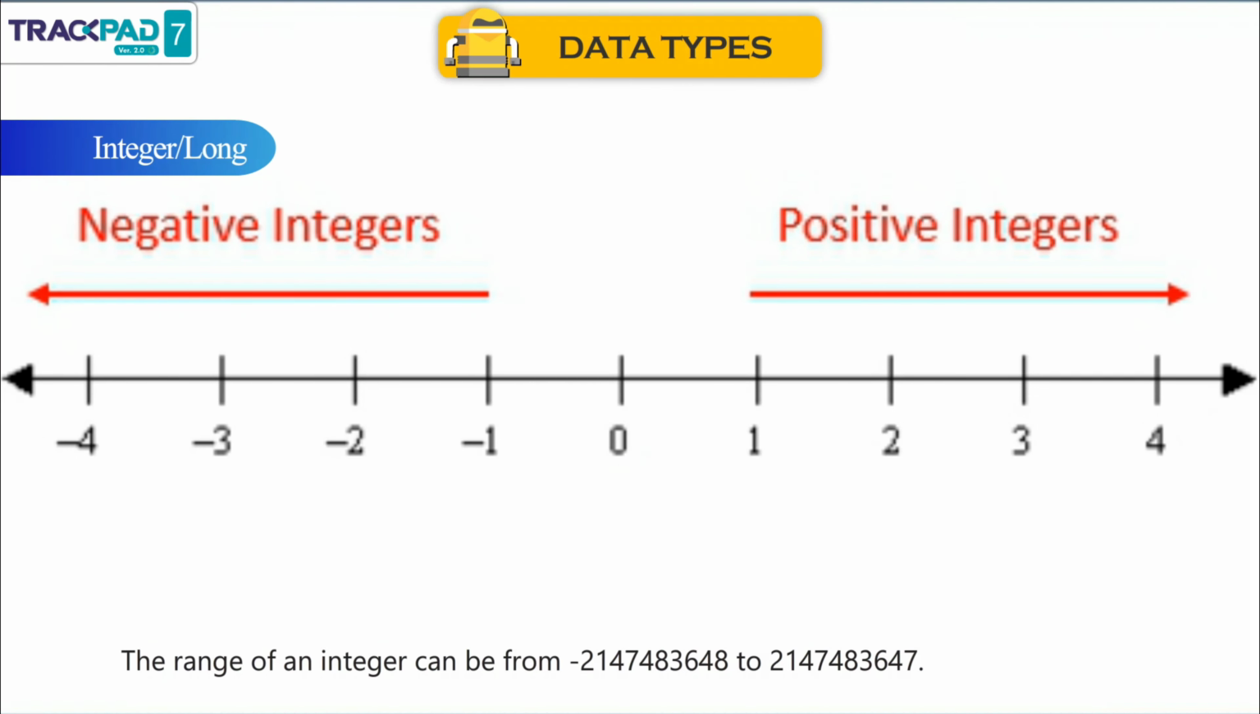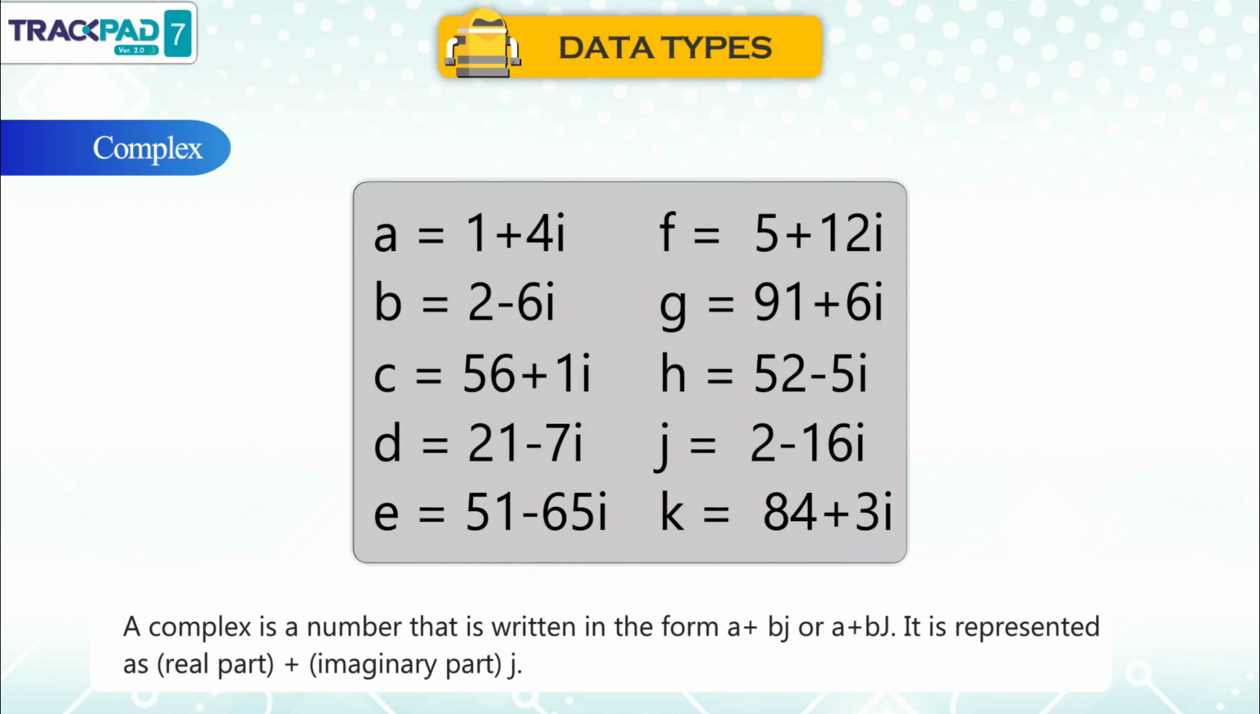Float. Float data types represent numbers that contain a decimal point. For example, 0.6 and -3.257 are called floating point numbers. These numbers can also be written using lowercase e or uppercase E to represent the power of 10. Complex. A complex is a number that is written in the form of a + bj or a + bJ uppercase. It is represented as real part plus imaginary part j.